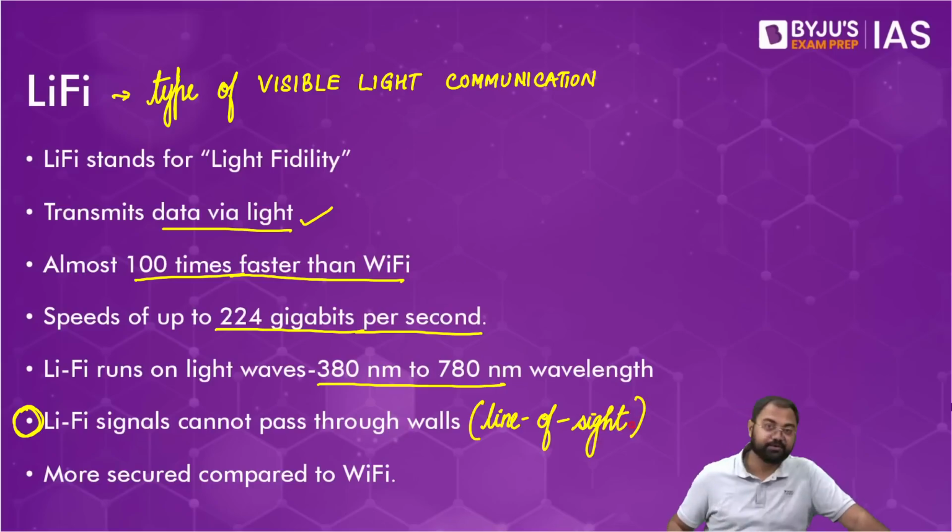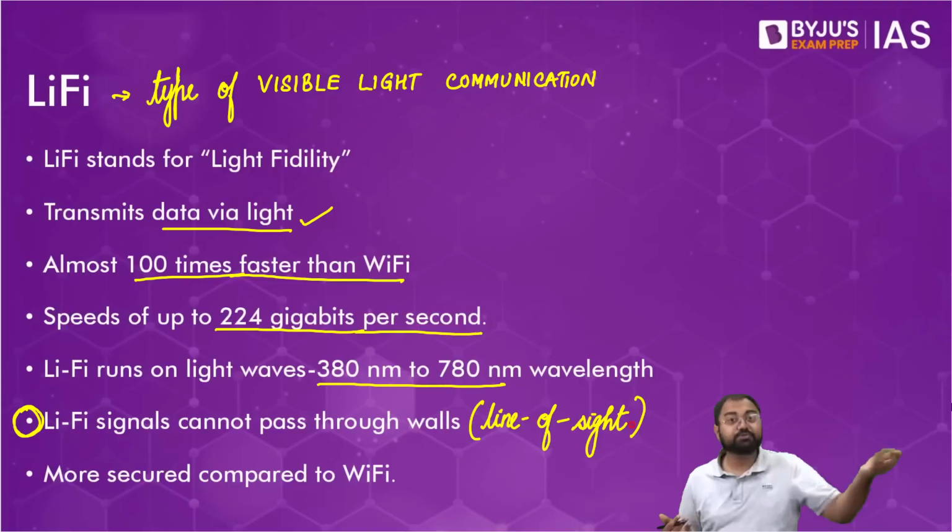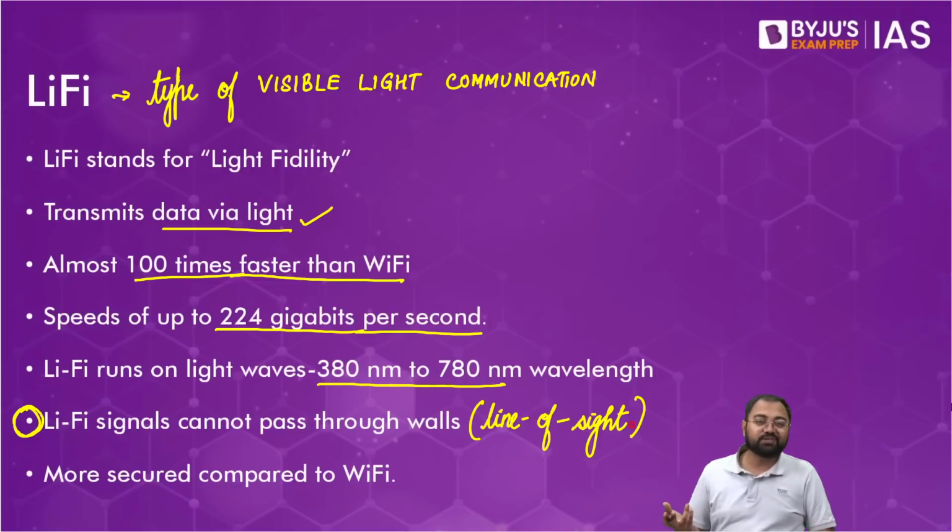This is line of sight communication. Now, why? Because light is being used. Can light pass through walls? Light can't pass through walls. So that's why any communication that you're establishing through light will not be able to pass through walls.